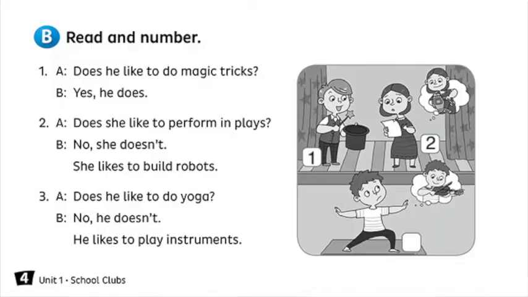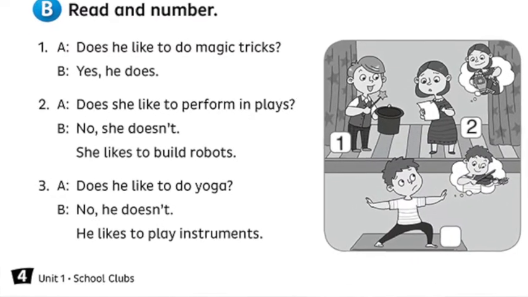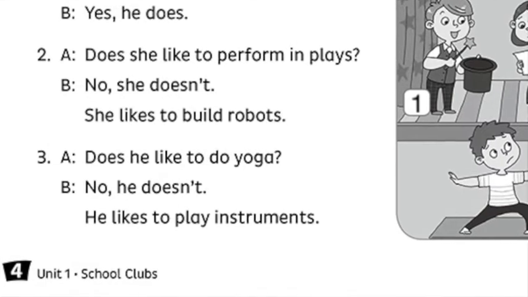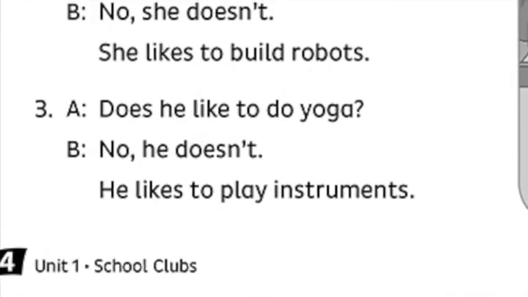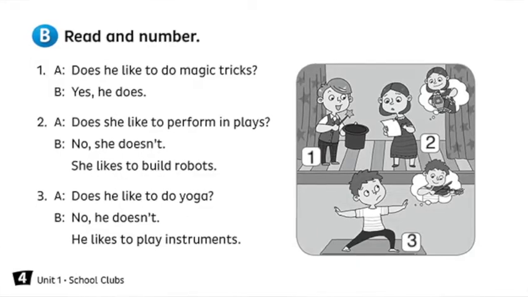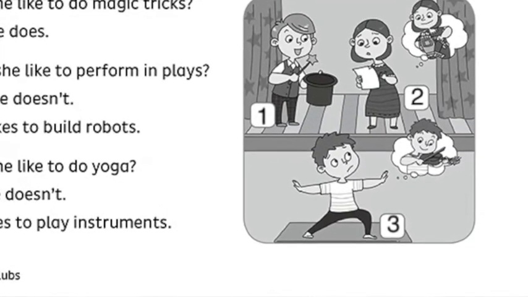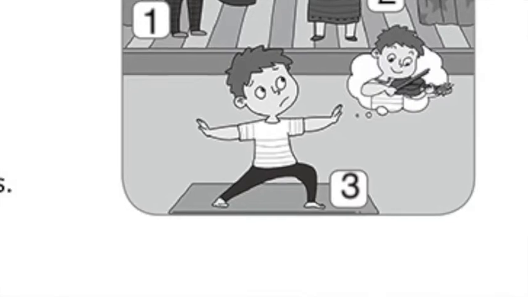And the last one, number 3, does he like to do yoga? No, he doesn't. He likes to play instruments. So which picture? That'll be the last box there of the boy doing yoga, but he is thinking about playing an instrument. So that would be the last one there, number 3.